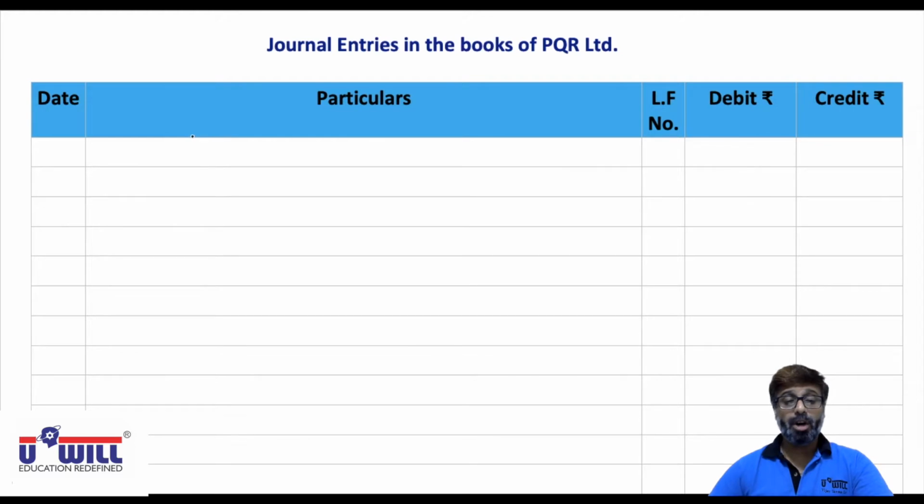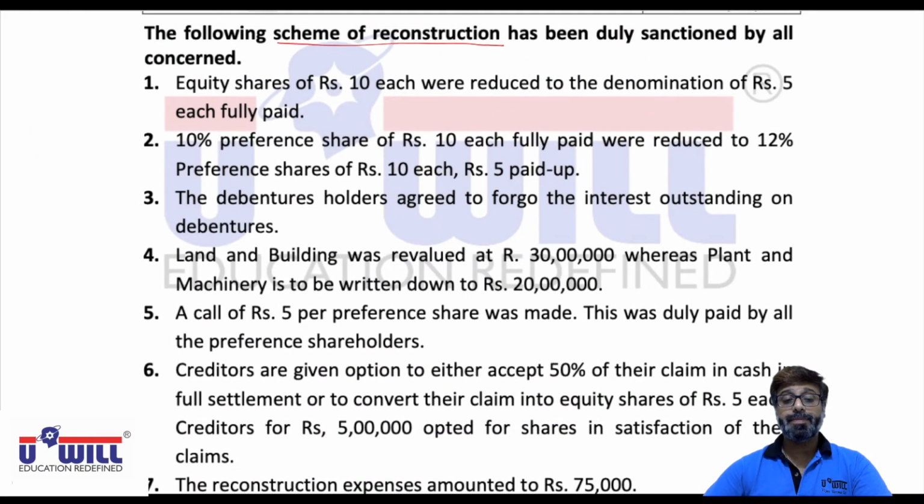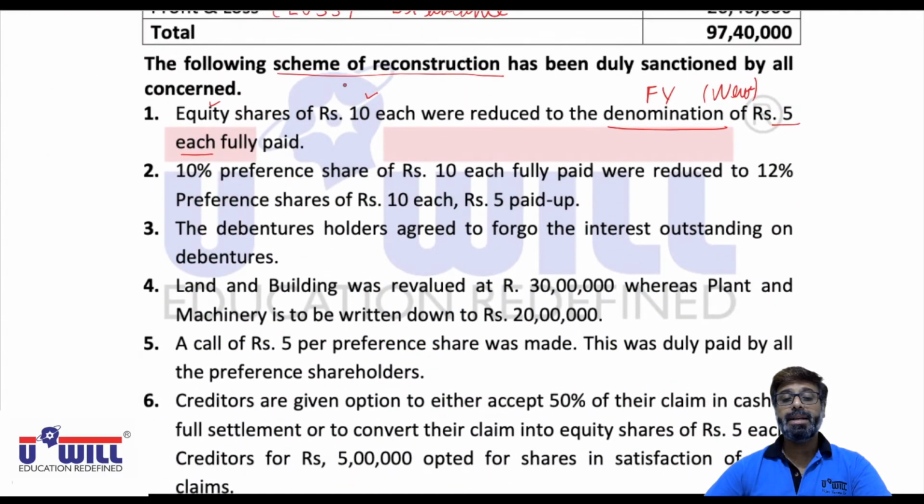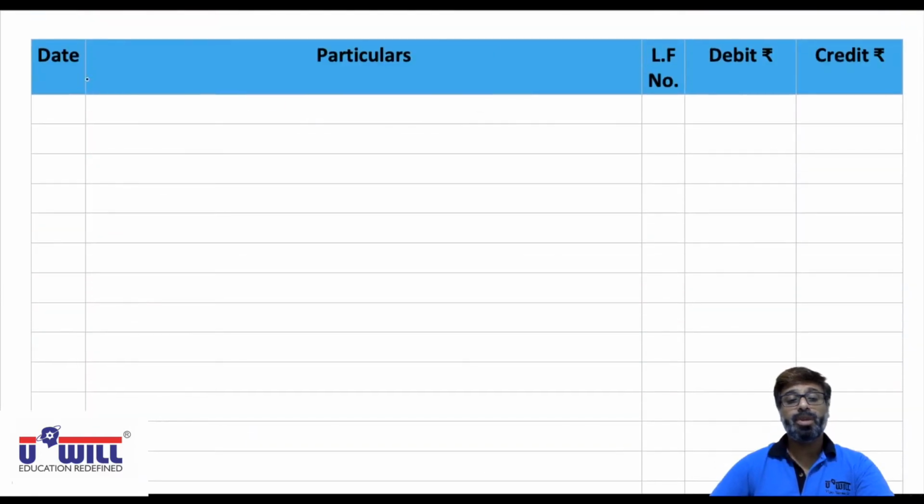I hope all of you have done the formats. So have a look at it now. First adjustment. The equity shares of rupees 10 each were reduced to the denomination, meaning face value, of rupees 5 each, fully paid up. You can say this is the new face value. So in case of equity shares, the face value has been changed from 10 rupees, the old face value, to 5 rupees, that is the new face value. So what journal entry will we pass if face value is being changed? We have done it earlier also.